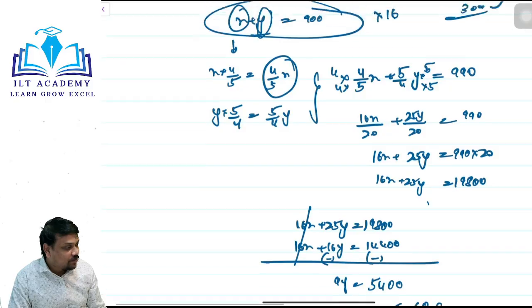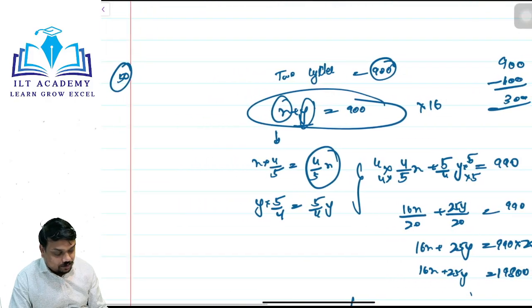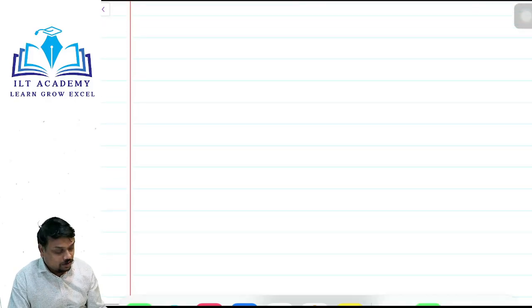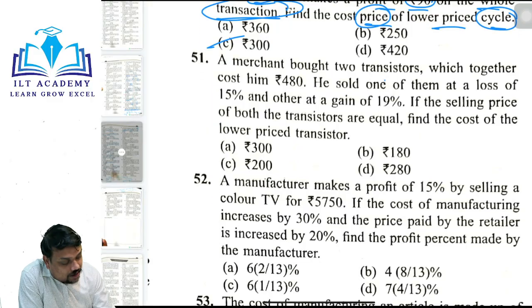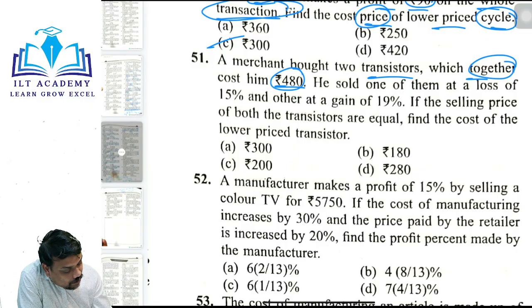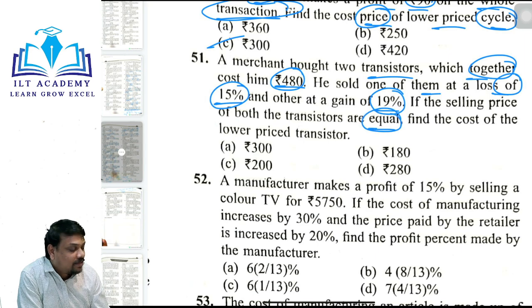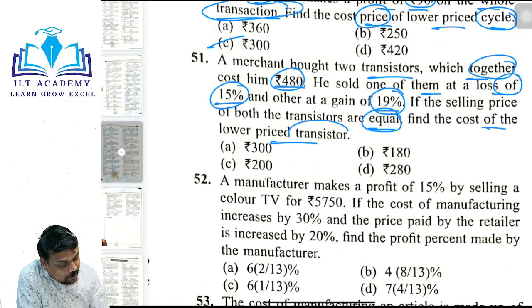Done? You have written this. Next, after 50, see the 51st question. A merchant bought two transistors which together cost him 480 rupees. He sold one of them at a loss of 15% and another one at a gain of 19%. If the selling price of both transistors is equal, find the cost of the lower priced transistor.